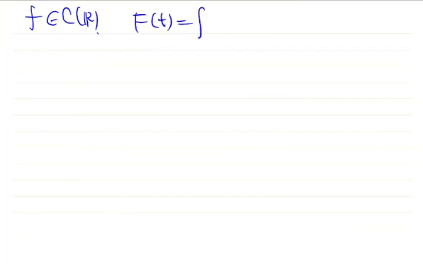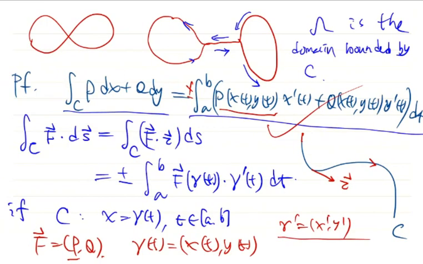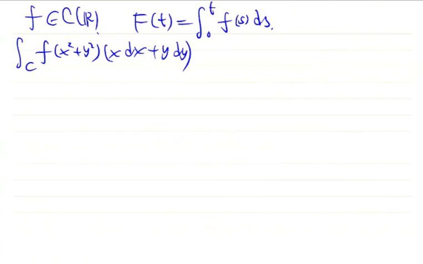That is, because f is continuous, we can take the antiderivative of f. This is denoted by capital F. Then the integral of f(x squared plus y squared)(x dx plus y dy), using the formula we just explained for the flow integral of p dx plus q dy along the path C, supposed to say C is the curve given by x equal x(t), y equal y(t) for t in the interval AB in the right orientation. Then this is the integral from A to B.